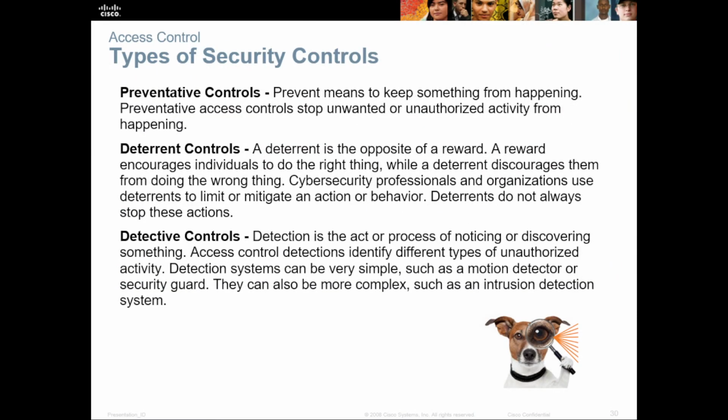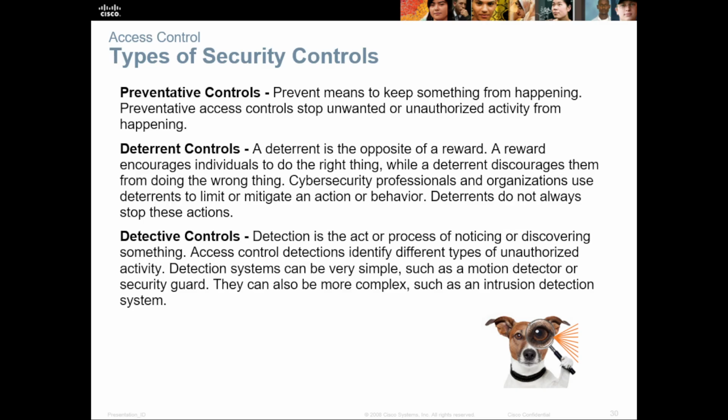So, let's look at types of security controls. There's preventative controls. So, prevent means to keep something from happening. Preventative access controls stop unwanted or unauthorized activity from happening. Then deterrent controls. A deterrent is the opposite of a reward. So a reward encourages individuals to do the right thing, while a deterrent discourages them from doing the wrong thing. So cybersecurity professionals and organizations use deterrents to limit or mitigate an action or behavior. So deterrents do not always stop these actions.